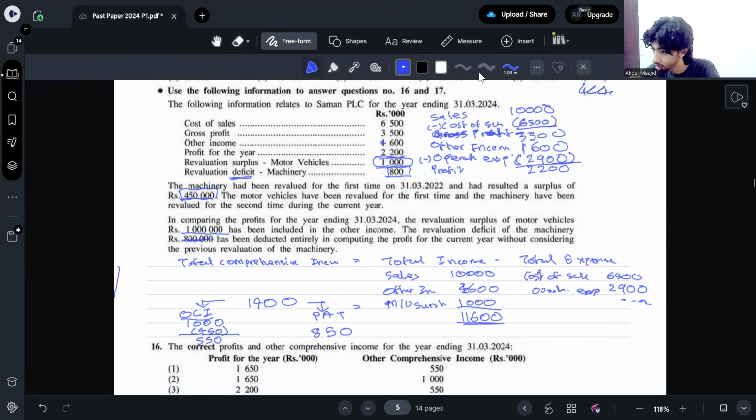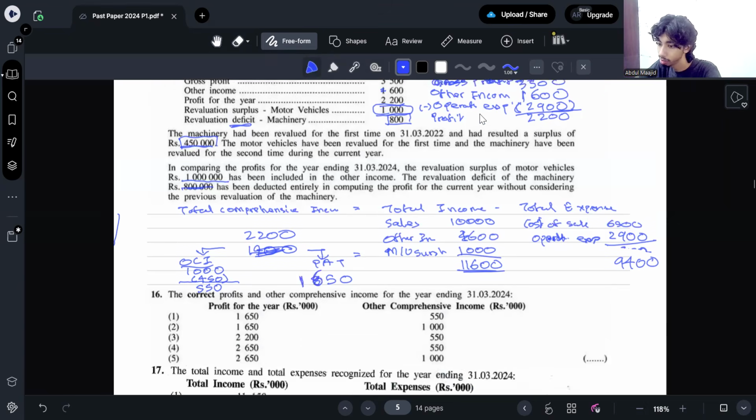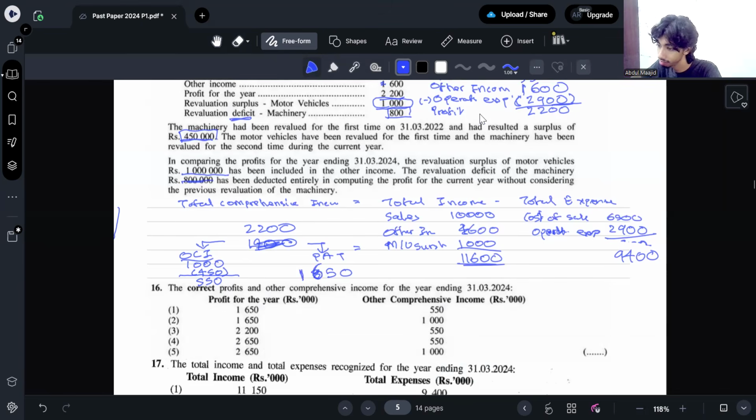Cost of sales, operating expense. Then you can say total expenses are 6,500 plus 2,900, that is 9,400. Then what will be the total comprehensive income? 11,600 minus 9,400, that is 2,200. Then 2,200 minus 550, profit will be 1,650. Then profit 1,650, other comprehensive income 550, answer number 1.